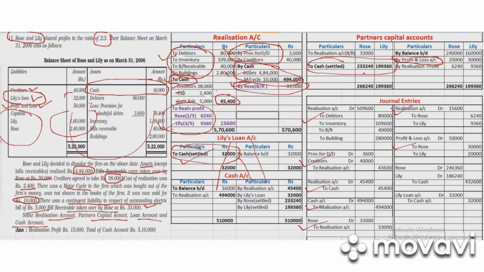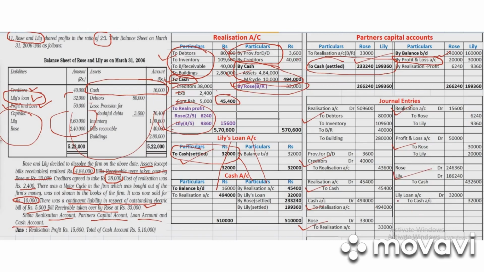Okay. Then the next journal entry is the settlement. So from capital accounts, this is the first journal entry. Then this is the next journal entry. Cash settlement. So again, Ross is debited, Lily is debited. So Ross debtor, Lily debtor to cash. That is the next journal entry.